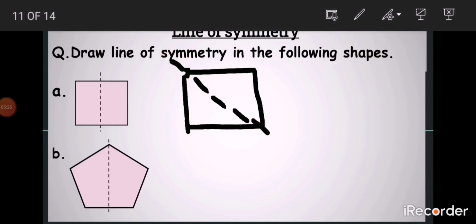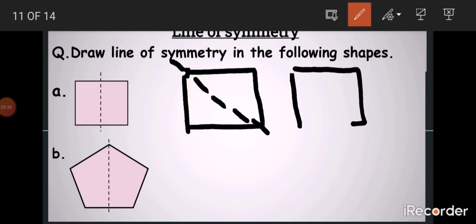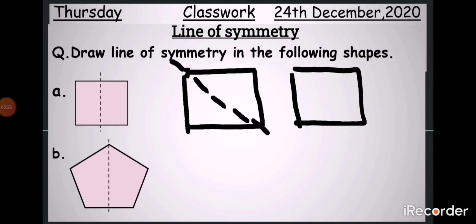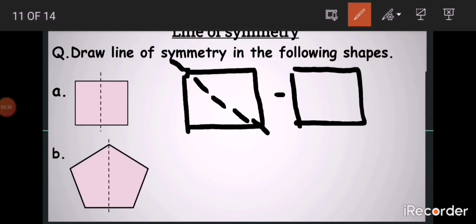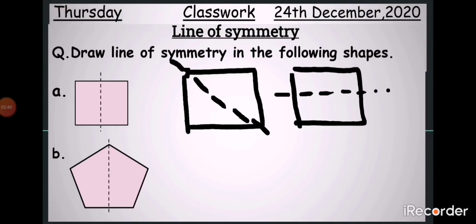And if we draw again a square, and if we fold it up to down, can we get the line of symmetry? Let me draw and we will check. Yes, if we draw a line in the center, we can get both sides equal. Both halves are equal. This means this horizontal line is also the line of symmetry.